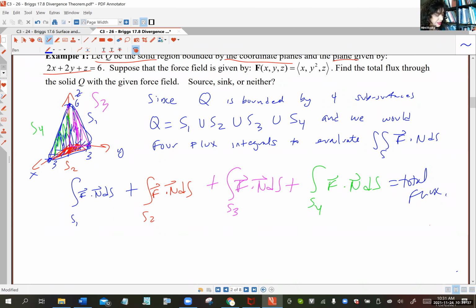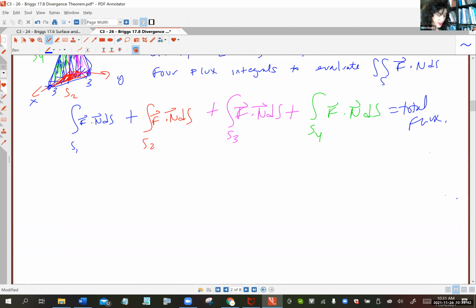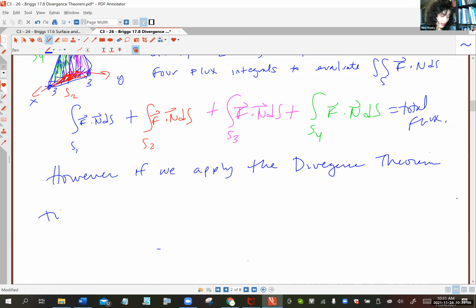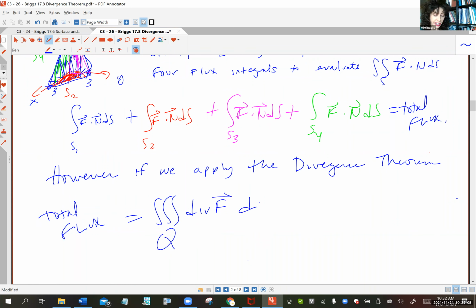But here's the benefit of the divergence theorem. It's a closed surface. So we're going to apply the divergence theorem instead, because we can. So what are we saying? We're saying we can get the total flux across this solid by evaluating the triple integral over the solid, and the integrand will simply be the divergence of the vector field.